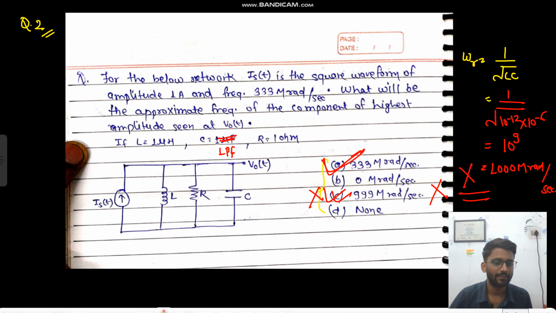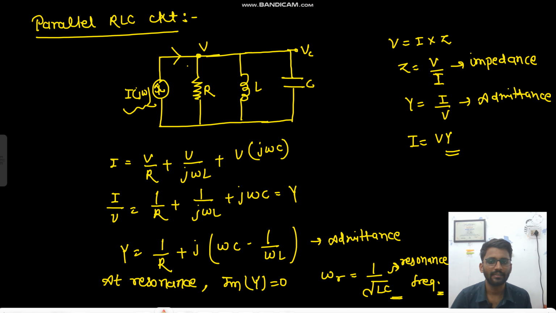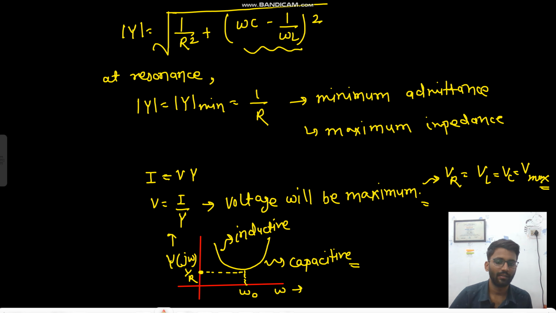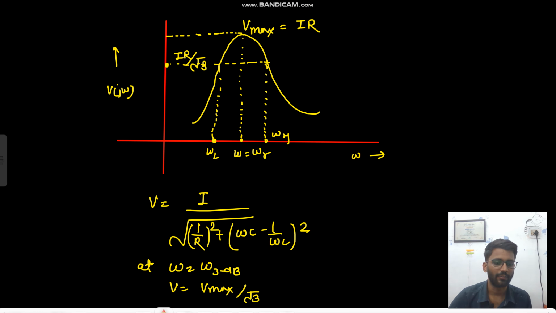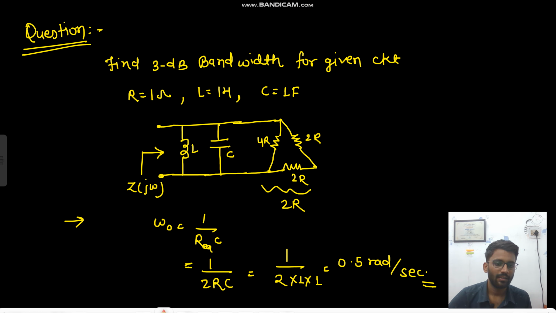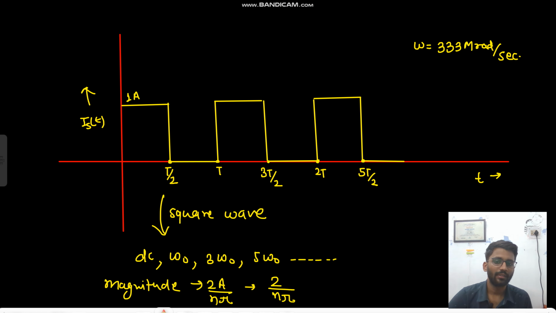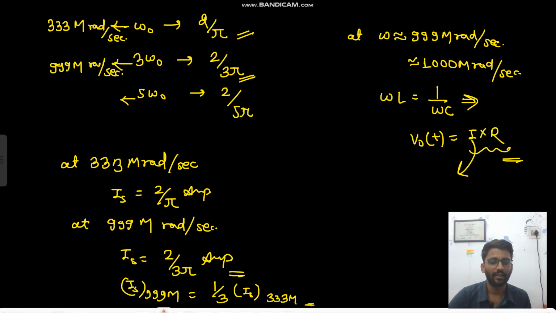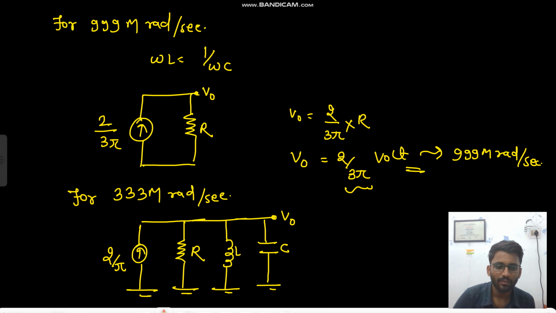What happens here is that we did this analysis where the current was same for all the frequency components. But here in this square wave input, the current is not same for all the frequency components. The current is getting reduced with increased frequency component. So because the current is getting reduced, we have to check at what frequency what is happening.